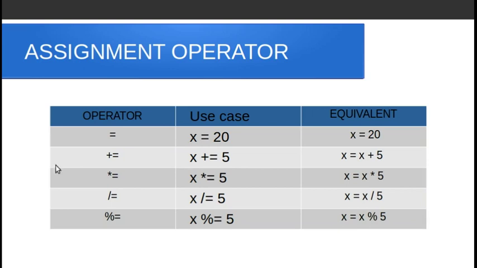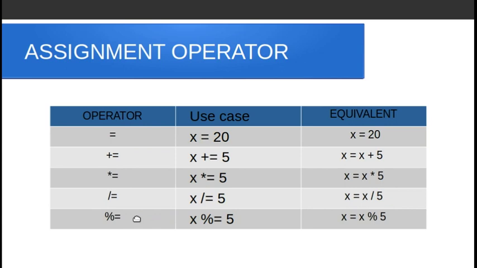So we have all the rest, 1, 2, 3, and 4. These are known as the augmented assignment operators. Augmented assignment operators are just assignment operators that are combined with a certain arithmetic operator. For example, plus equals is an augmented assignment operator. Multiplication equals, division equals, modulus equals, these are known as the augmented assignment operators.